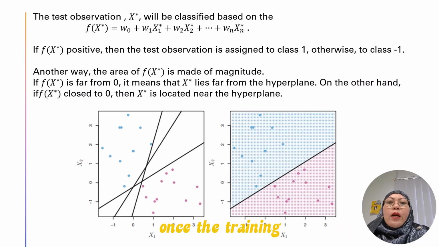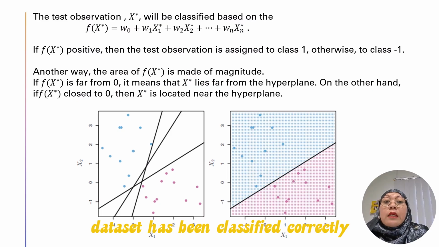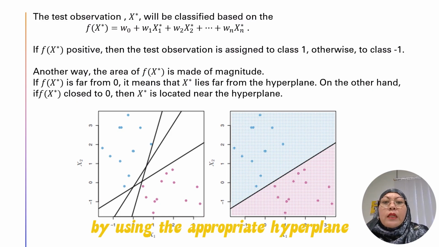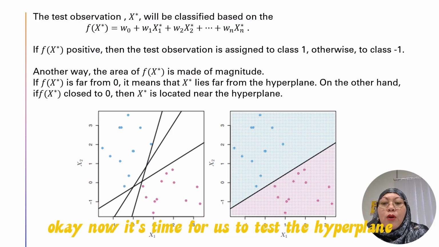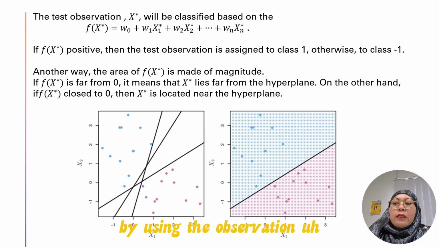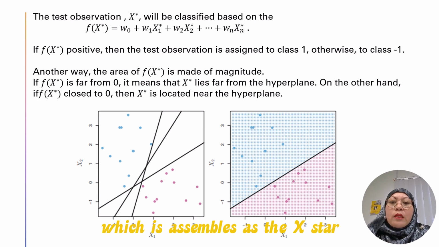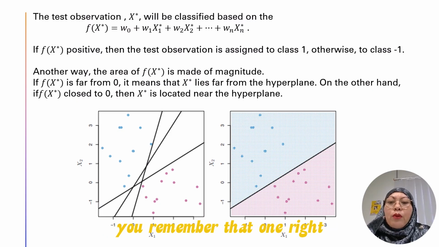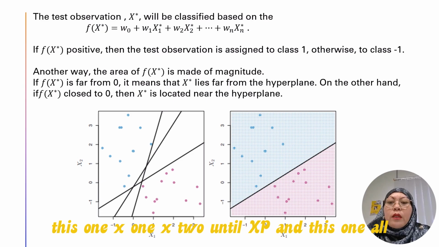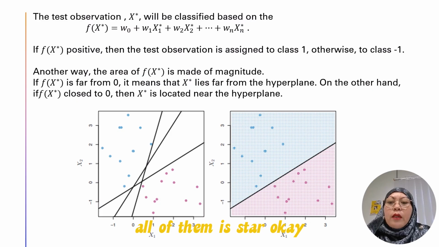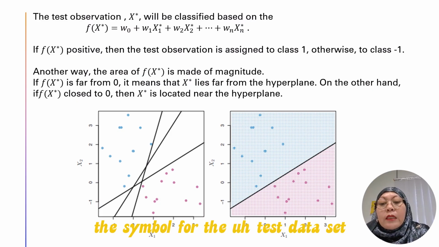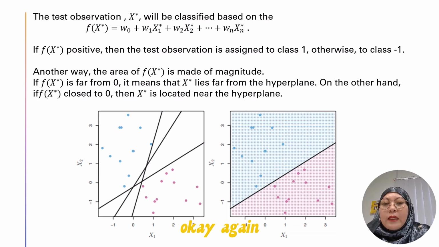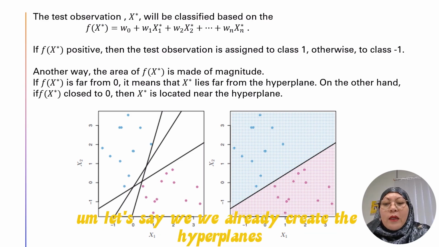Once the training data set has been classified correctly by using the appropriate hyperplane, now it's time for us to test the hyperplane by using the observation, the test data set, which is symbolized as x star. You remember that one, right? This one, x1, x2 until xp, all of them with a star, the symbol for the test data set. Again we want to check. Let's say we already created the hyperplane.